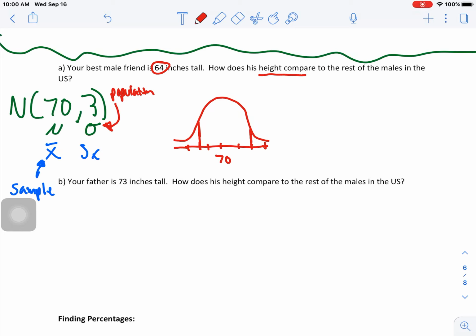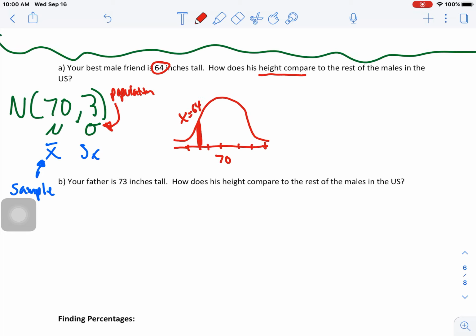So what we're going to do is figure out where is 64? Where is that 64? And we know that that's actually 2 standard deviations below. So I'm going to put this right here. I'm going to say x equals 64.